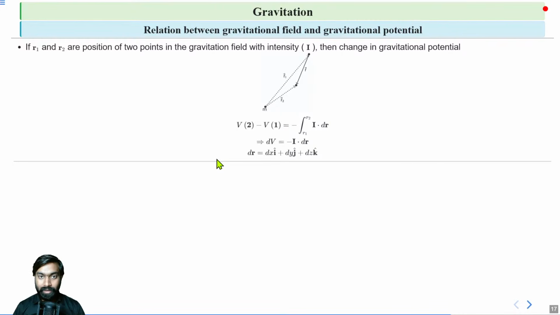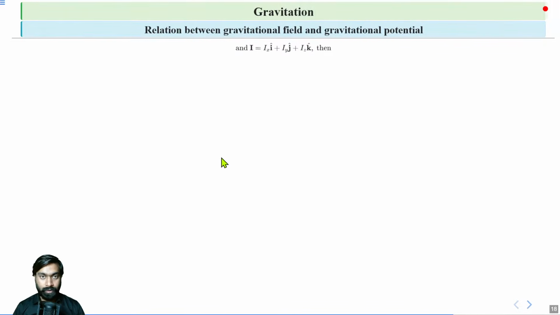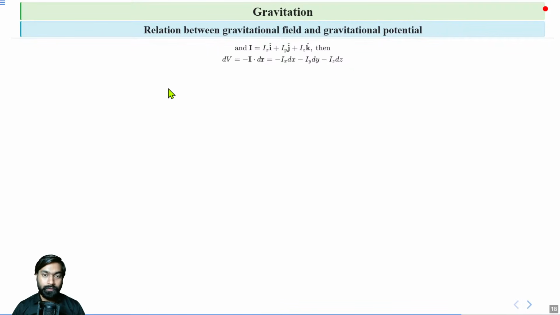Here dr is dx i cap plus dy j cap plus dz k cap, the elementary displacement, and I equal to Ix i cap plus Iy j cap plus Iz k cap. If we want to calculate dV, that is equal to minus I dot dr, so dV equal to minus Ix dx minus Iy dy minus Iz dz. Thus we can write I equal to minus del V upon del x i cap minus del V upon del y j cap minus del V upon del z k cap.